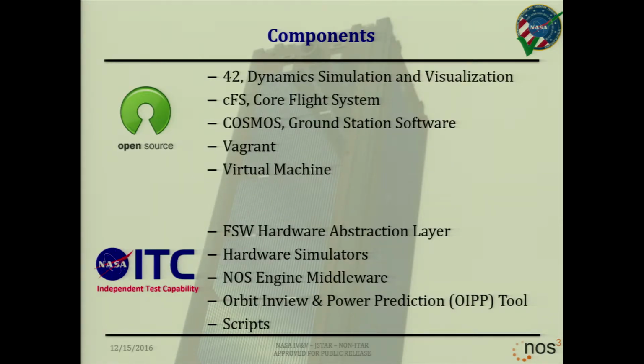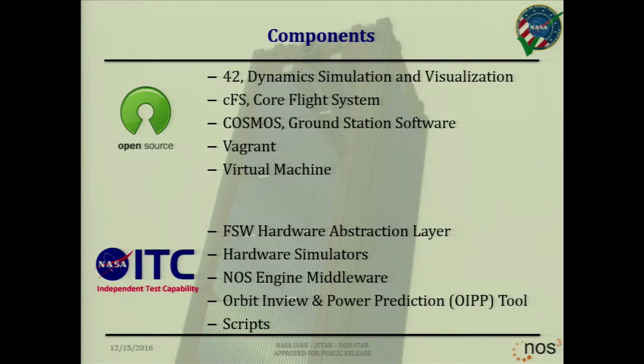So a little bit about the components we're utilizing for NOS3. We're using 42 right now, which is a Goddard Space Flight Center product. You can think of that as very similar to an SDK. We're running cFS, COSMOS, and then to solidify our development environment, we're using Vagrant, VirtualBox, and virtual machines, right? So every developer can run this script and bring up the exact same development environment, and there are no issues between people, like my host is better than your host, or any issues like that.